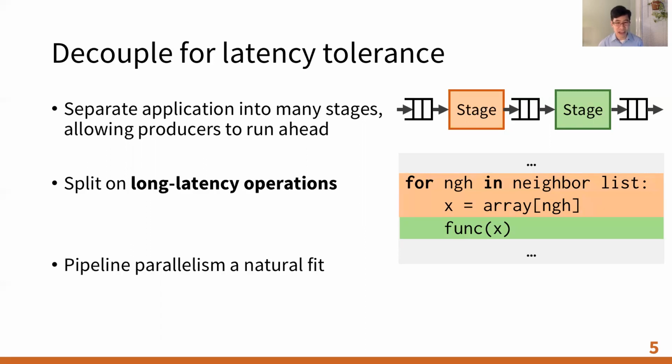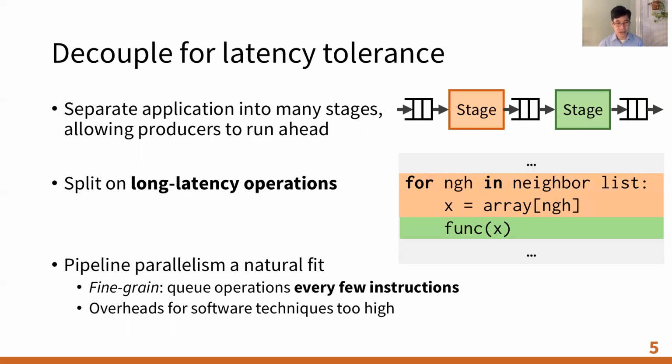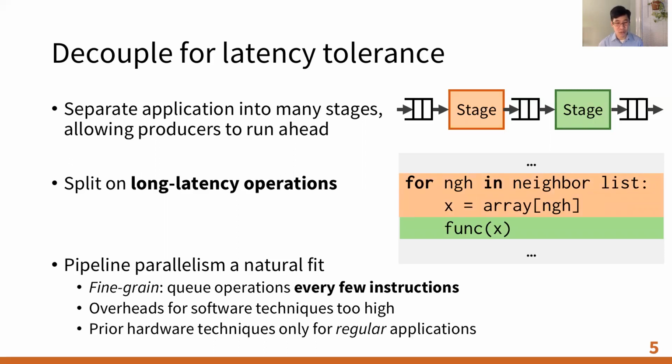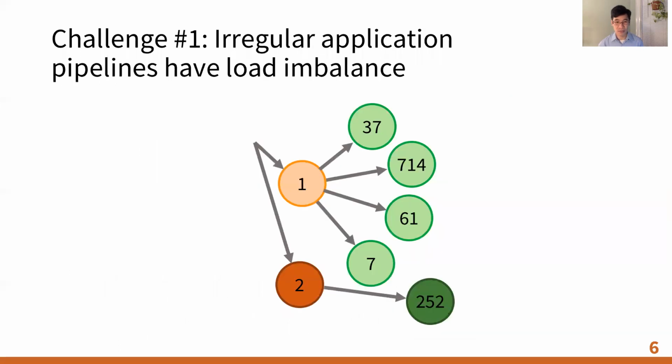Pipeline parallelism is a natural fit for this decoupled compute model. In our solution, we focus on fine-grained pipeline parallelism, where we split the program such that there are relatively few other instructions in between queue operations. This also means that the overheads from software techniques would depress throughput on these applications. Moreover, prior hardware techniques have only decoupled regular applications. Irregular applications add 2 new challenges.